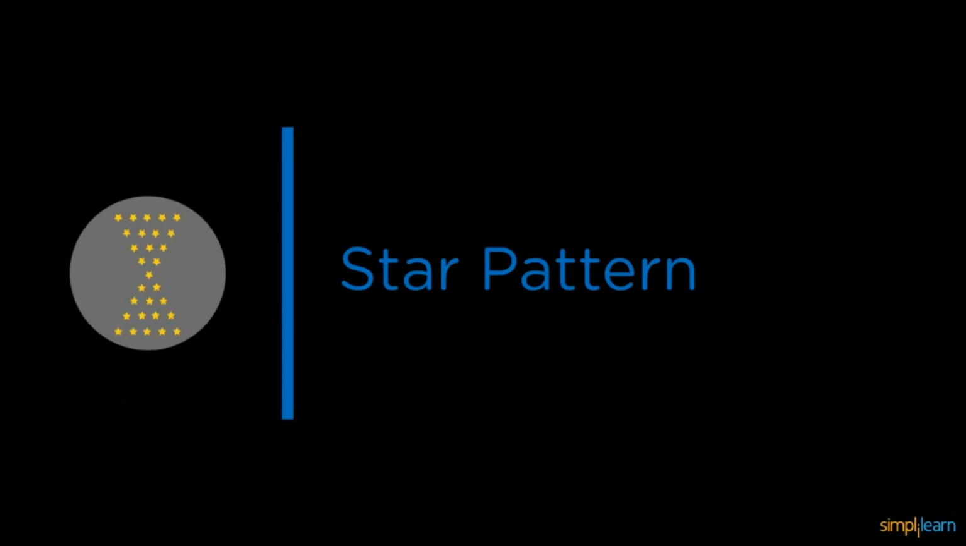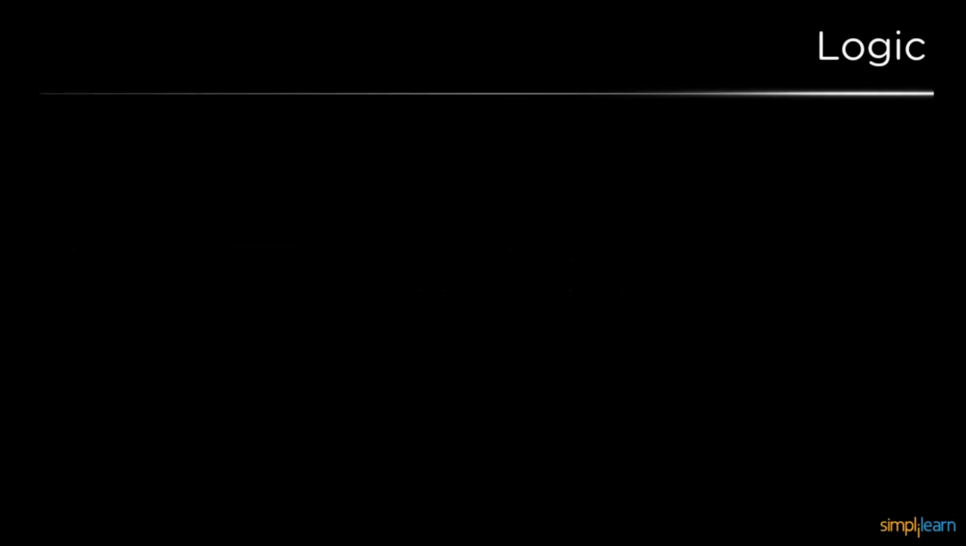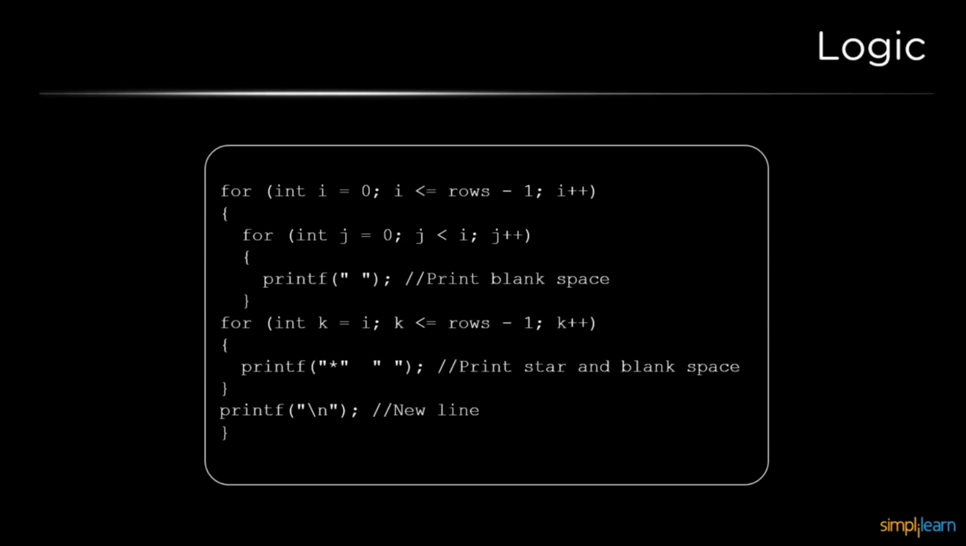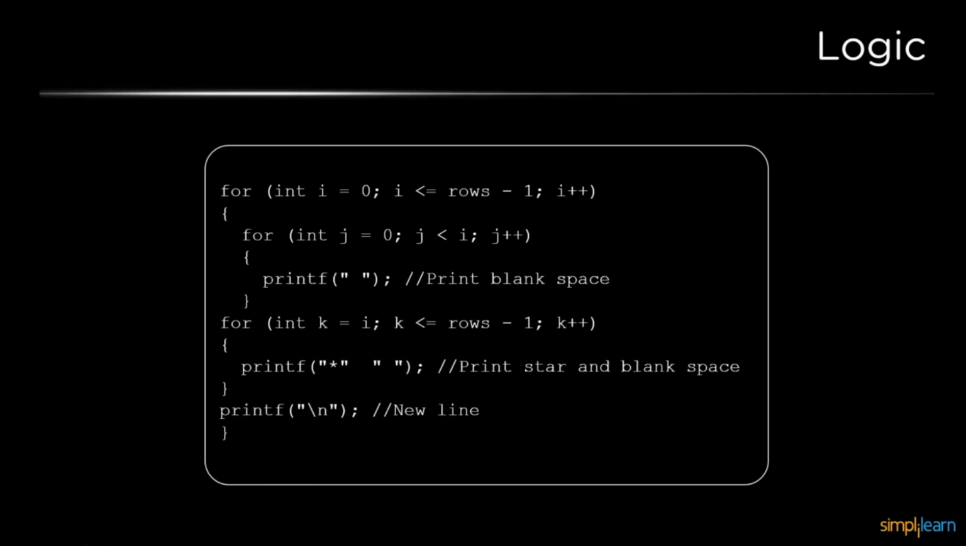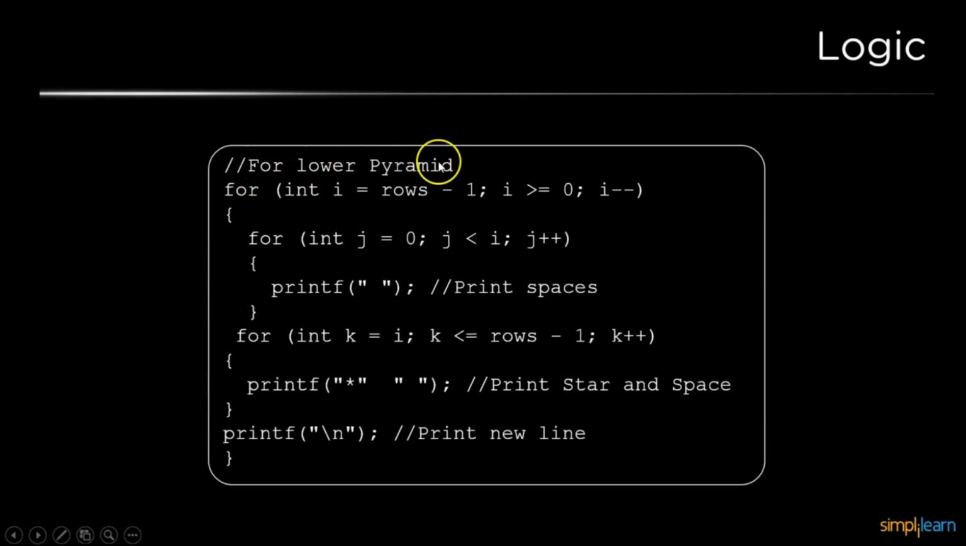Our next pattern program is the upper inverted pyramid and lower pyramid. We have already performed the inverted upper pyramid and also the regular lower pyramid. So now let's have a look at the code. These statements are for the upper inverted pyramid, which we have already executed. Next we have the other code for the lower pyramid. The only difference is that here we use rows minus 1. Let's see why we use that.